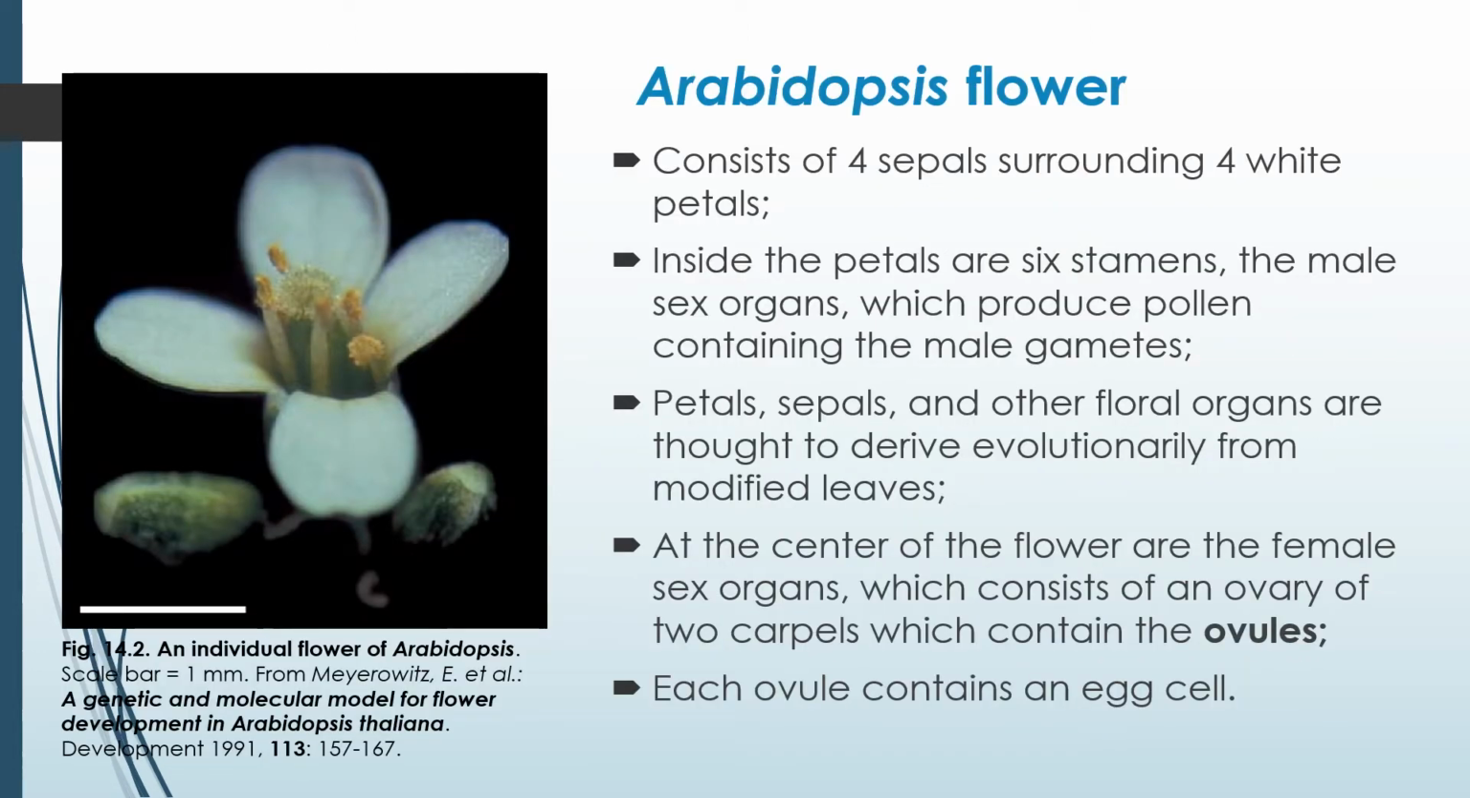So, for the characteristics of the Arabidopsis flower, it consists of 4 sepals surrounding 4 white petals. And then inside the petals are 6 stamens. This is the male sex organ which produces pollen that contains the male gametes. Then the petals, the sepals, and other floral organs are thought to derive evolutionarily from modified leaves. And then at the center of the flower are the female sex organs, which consist of an ovary of two carpels which contain the ovules, and each ovule contains an egg. Okay, so this is an example of the individual flower of an Arabidopsis.